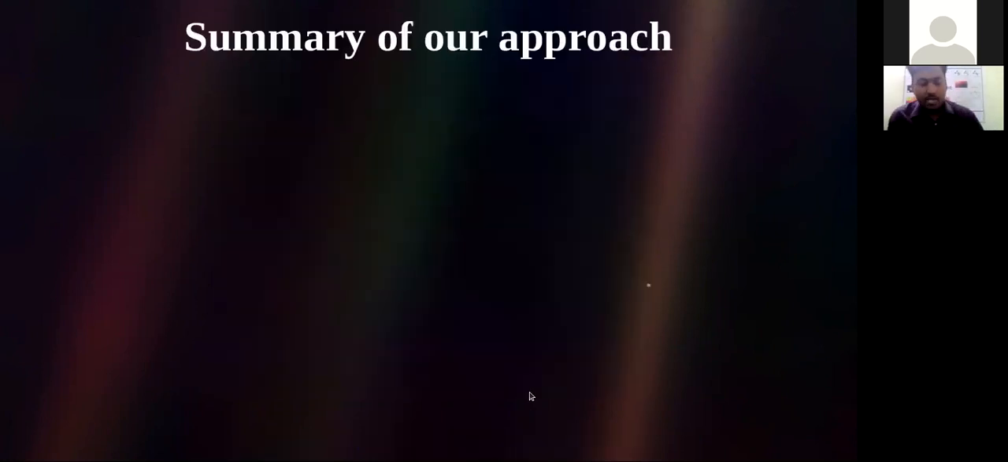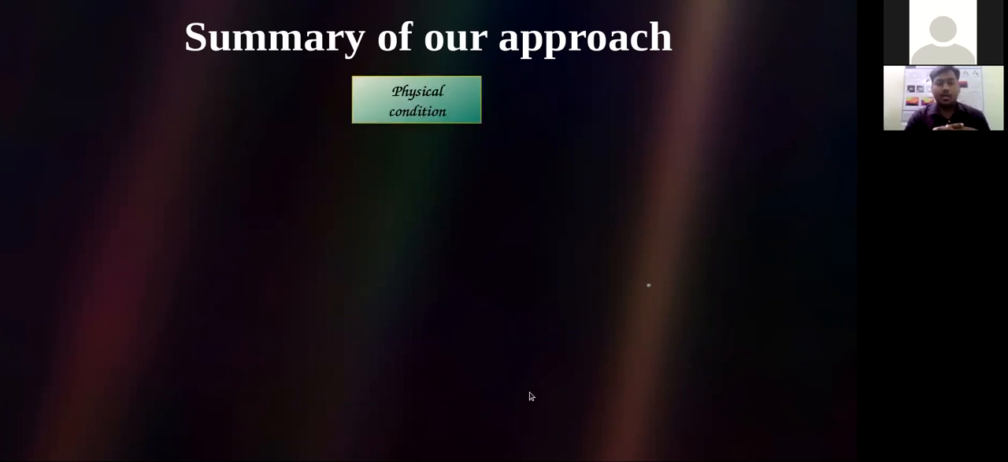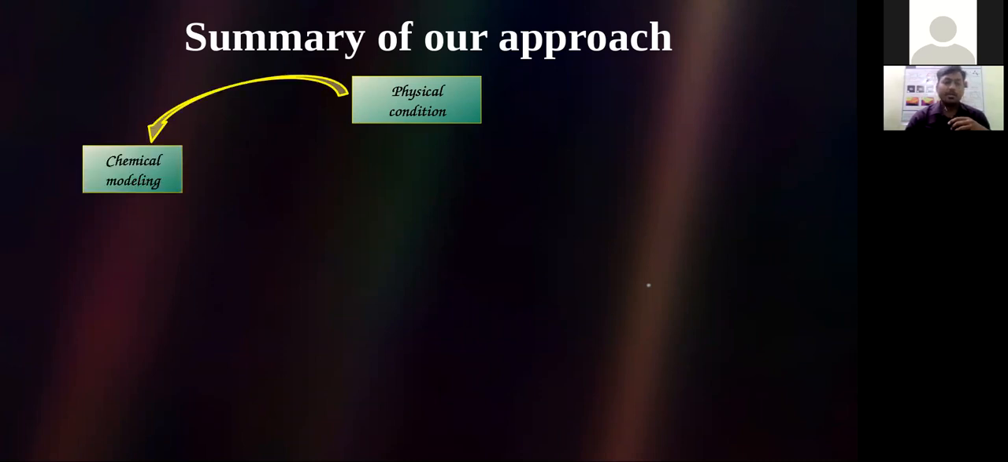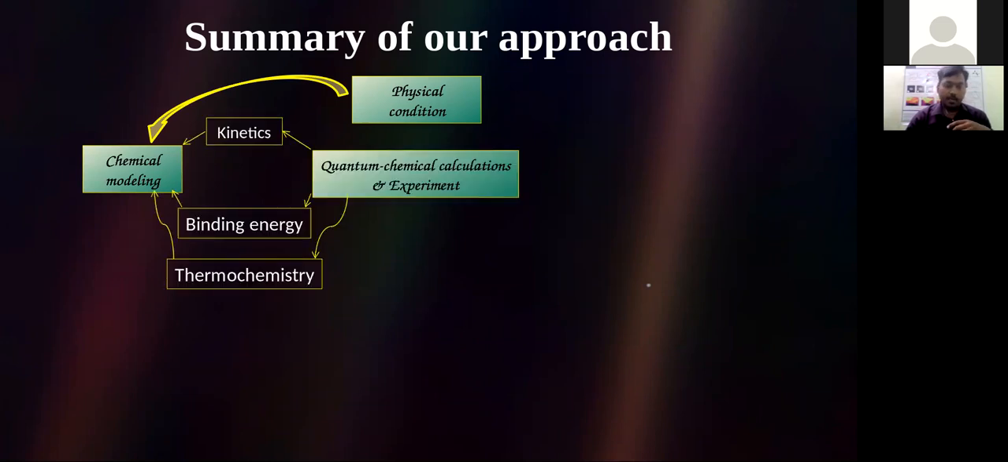So now I give my summary of our approach. First we consider the physical condition we want to model, like a dense cloud environment or a diffuse cloud environment, whether it is radiation dominated or radiation shielded. Then we implement this physical condition in our chemical modeling. For the chemical modeling, we use gas-grain chemical modeling for the molecular cloud, and also spectral synthesis with Cloudy for the diffuse environment or PDR or H2 region.